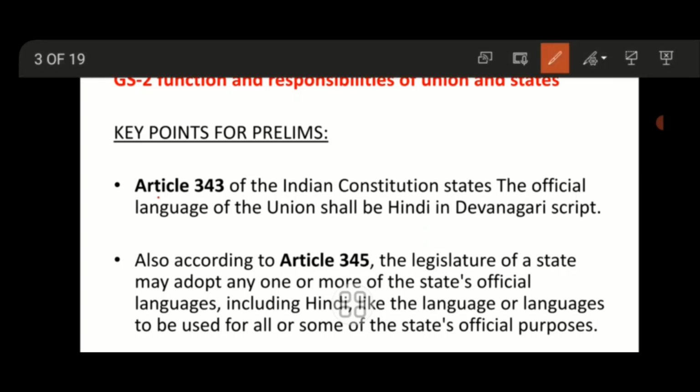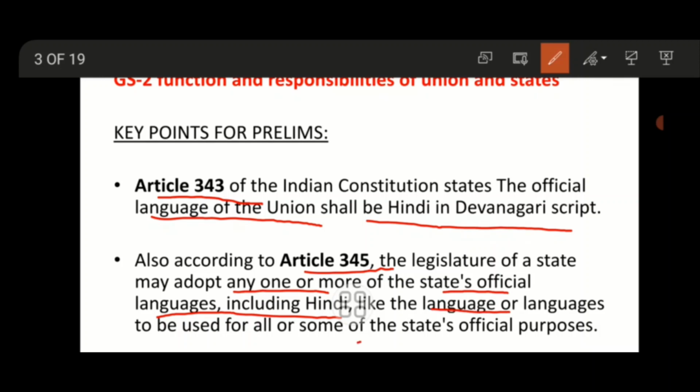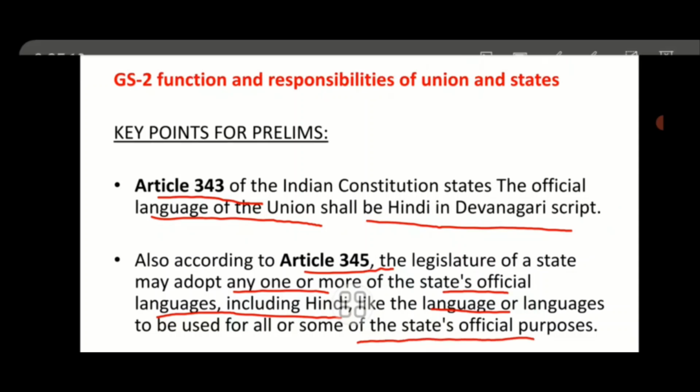For prelims, Article 343 of the Indian Constitution states that the official language of the Union shall be Hindi in Devanagari script. According to Article 345, a state legislature may adopt one or more of the state's languages, including Hindi, to be used for all or some of the state's official purposes.